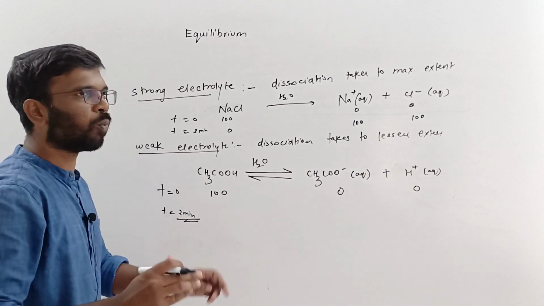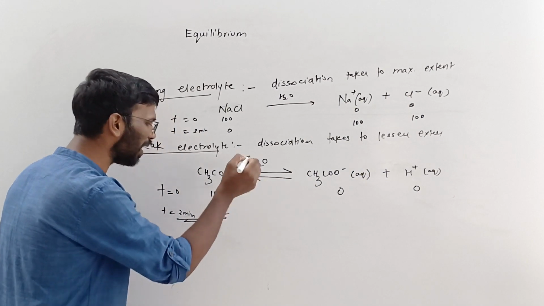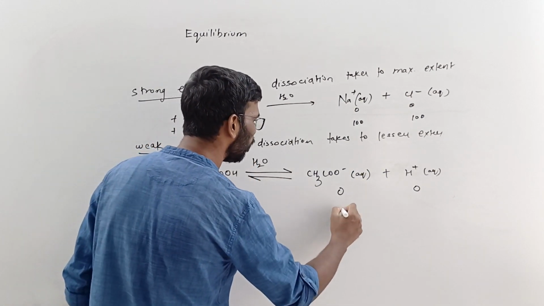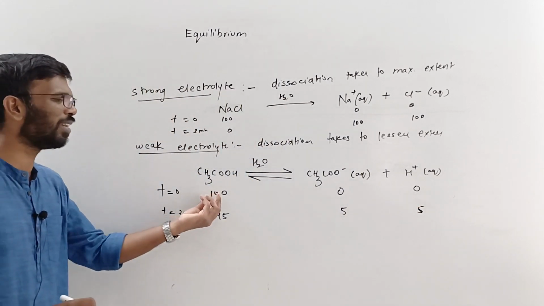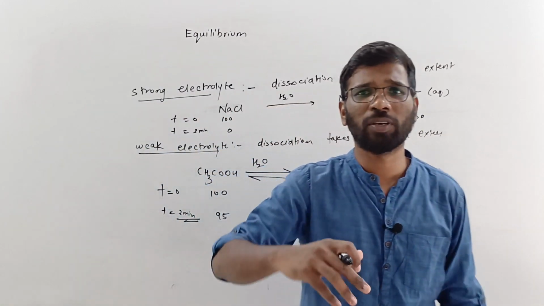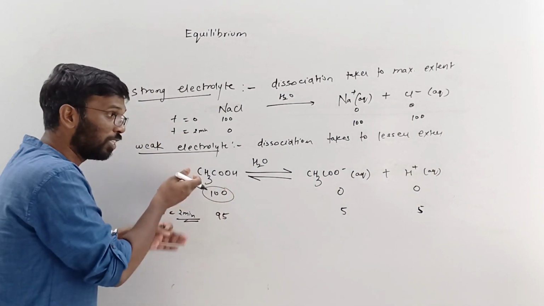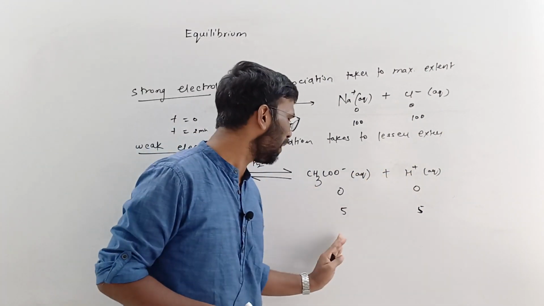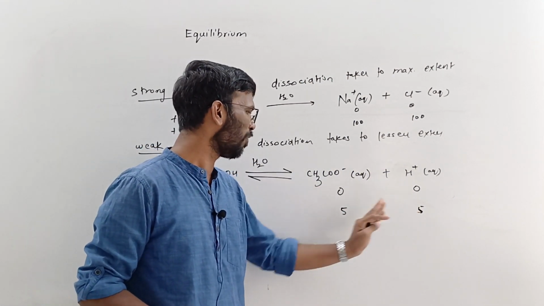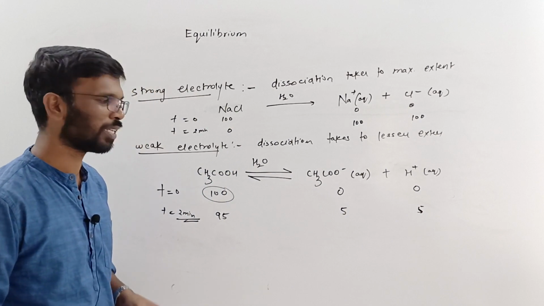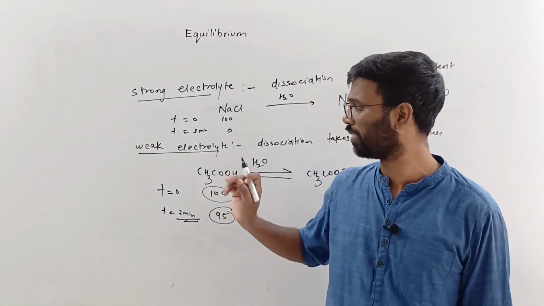At 0 time it is this, and after 2 minutes, out of 100 molecules of CH3COOH, 95 will remain as CH3COOH, and only 5 will dissociate. This is just a value. I am taking 100 molecules for simplicity, because in reality there will be a very large number of molecules, but just to understand the concept I am taking 100. Out of 100, just 5 are splitting, so you are getting just 5 H plus and 5 CH3COO minus ions, right? The remaining 95 remain as CH3COOH.